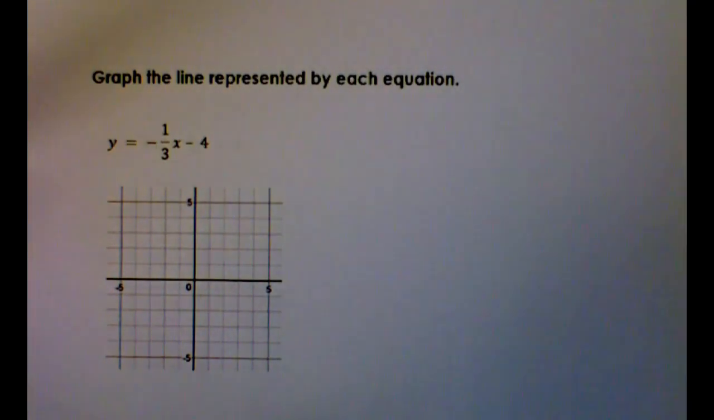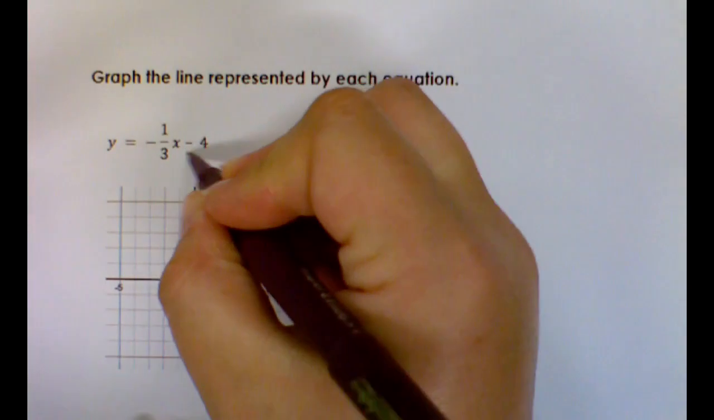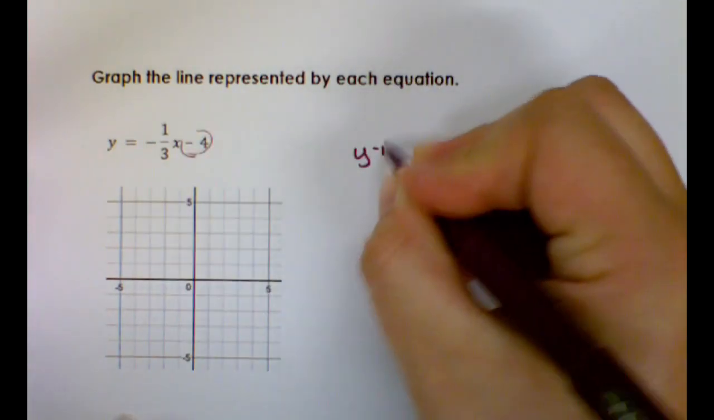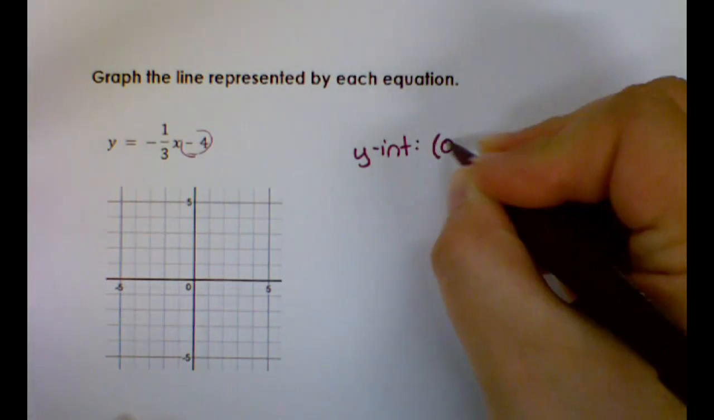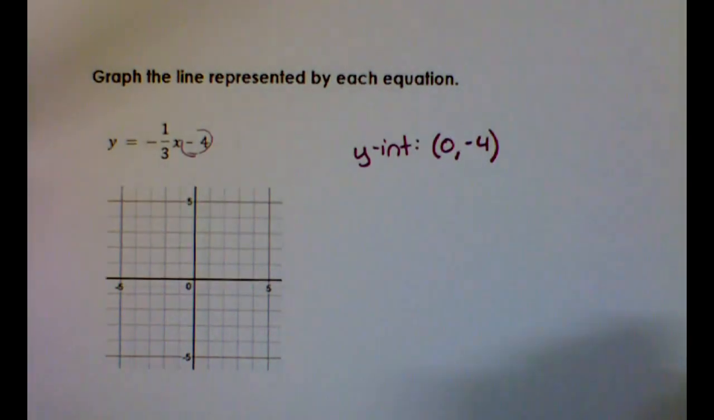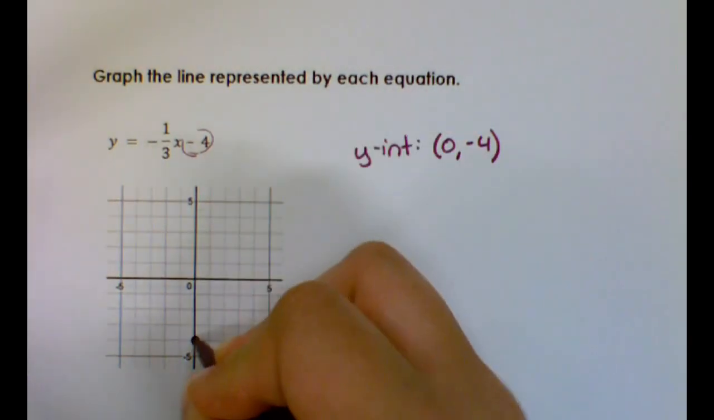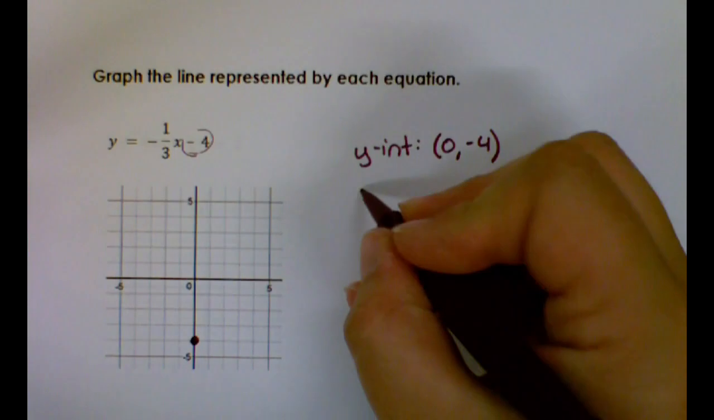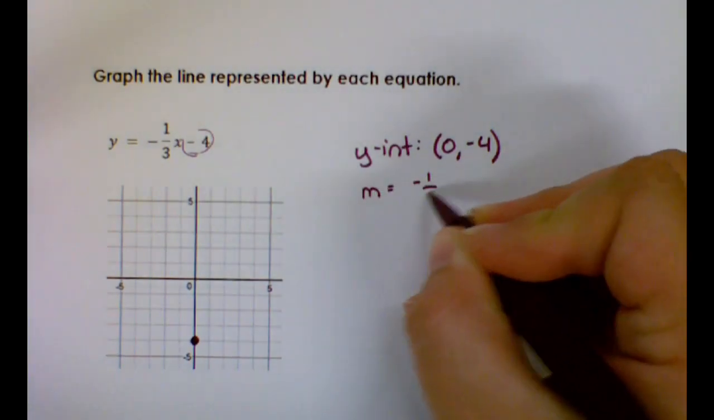Alright, we are now going to graph a line, a refresher of how to graph a line. Remember, we start with the y-intercept. The y-intercept is that b value. Our y-intercept here is the point 0, negative 4. So we start by making that point, 0, negative 4. Our slope here, or m, is negative 1/3.